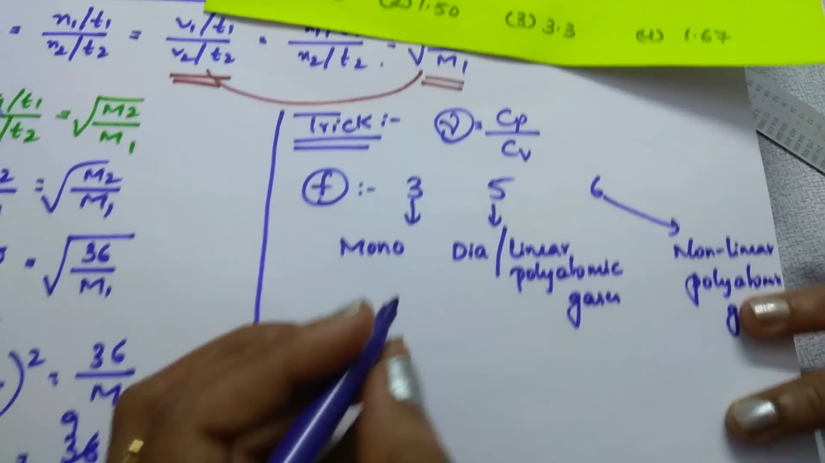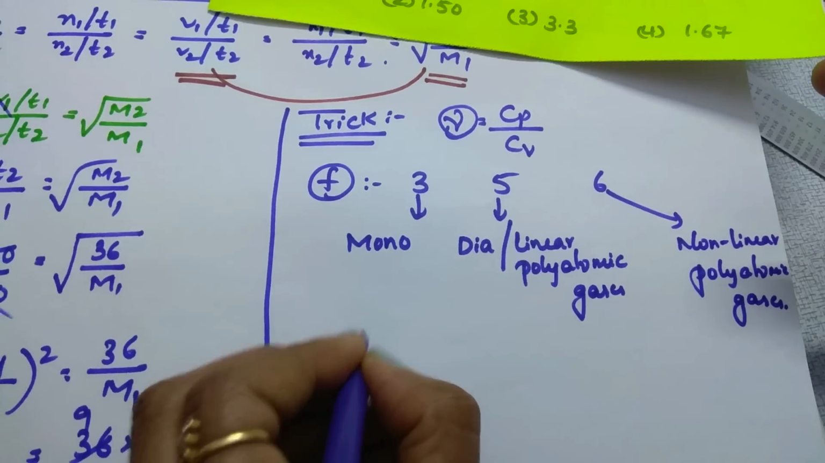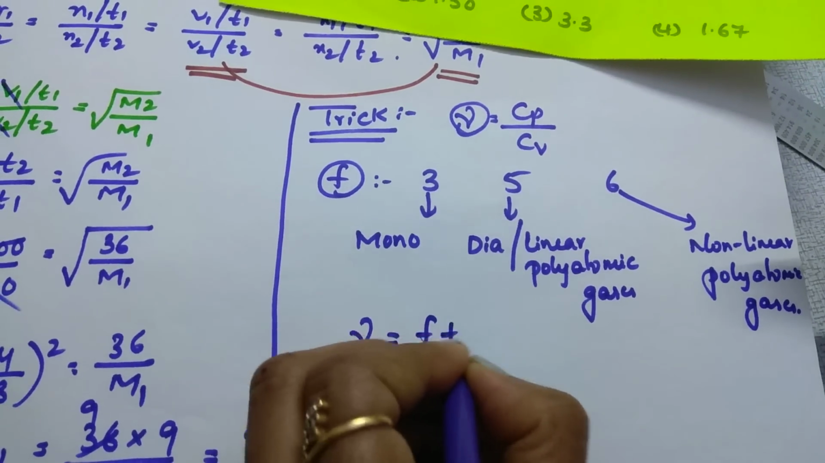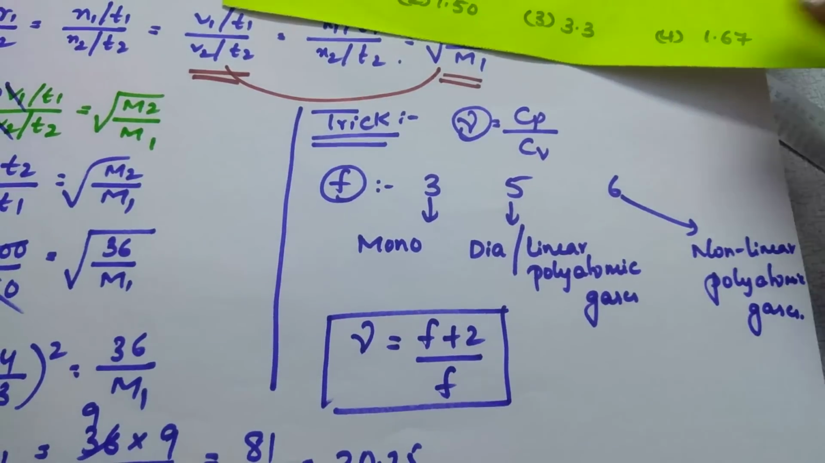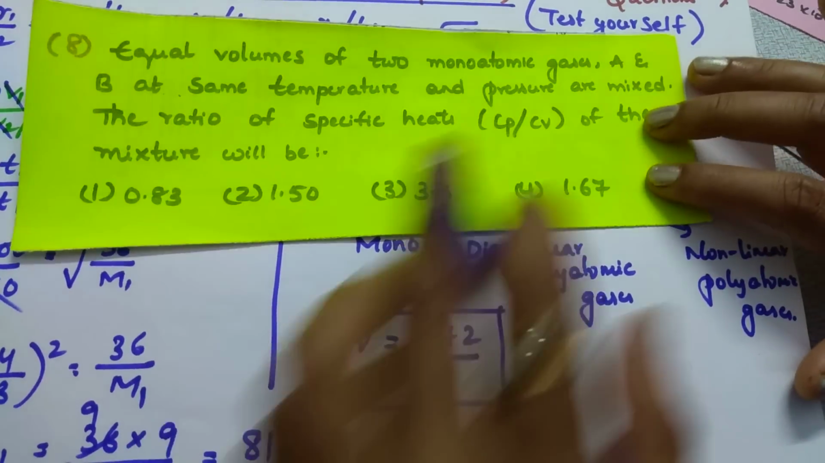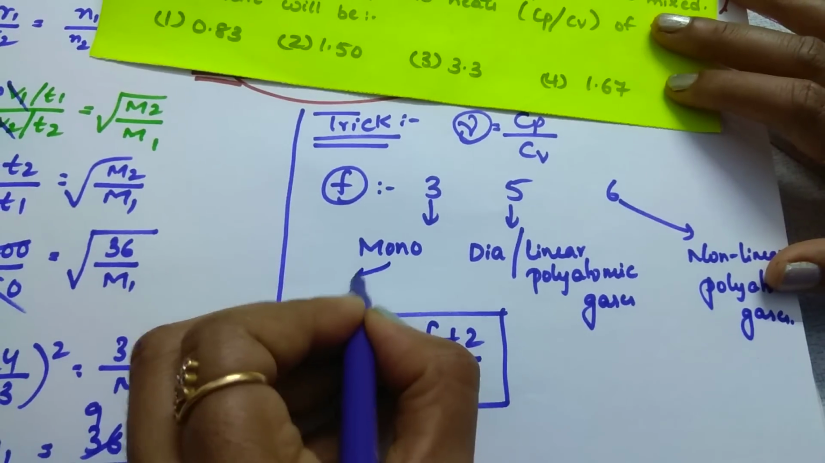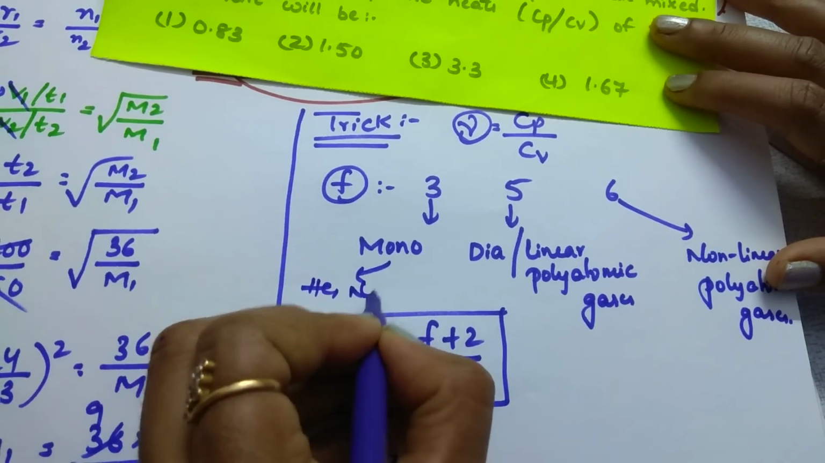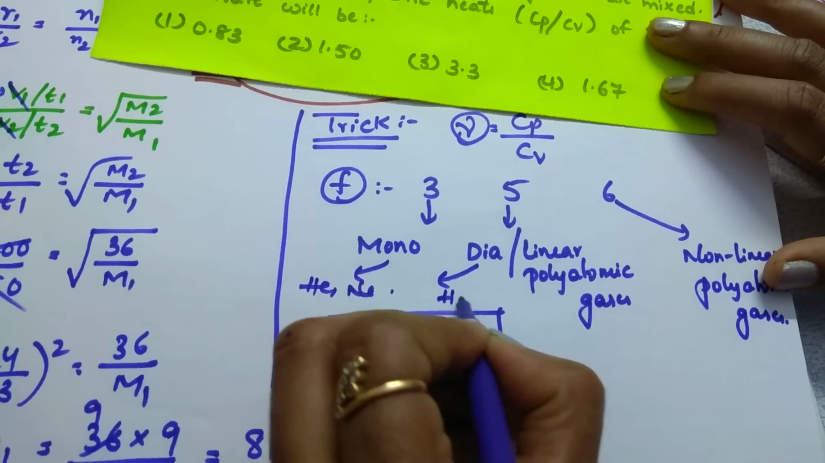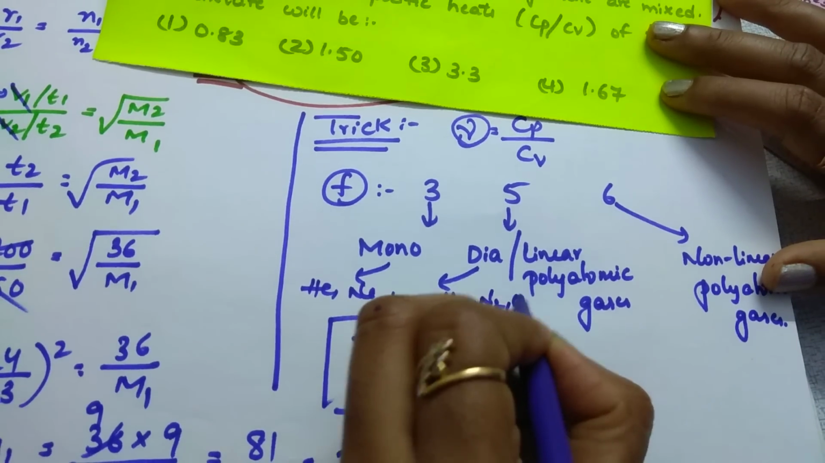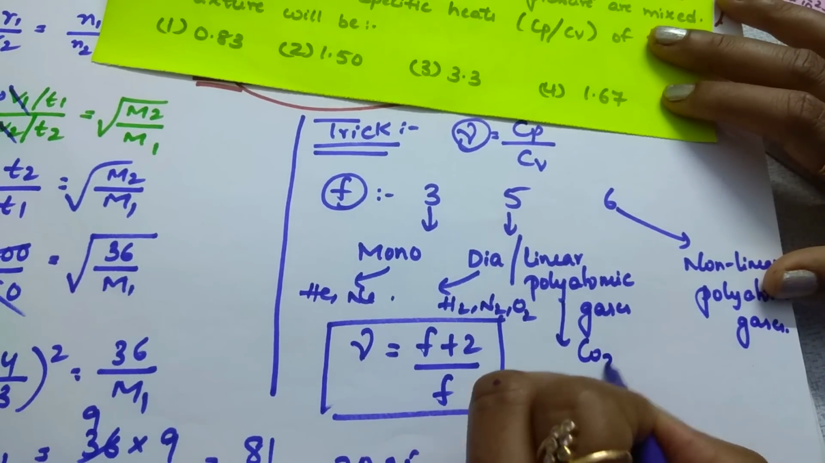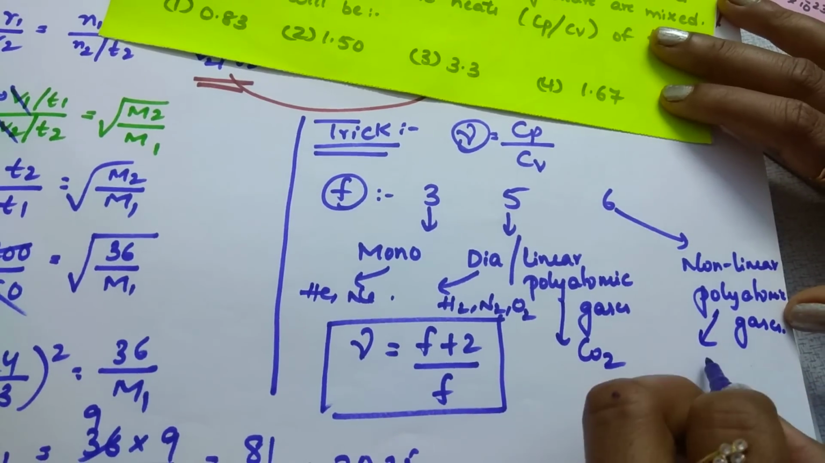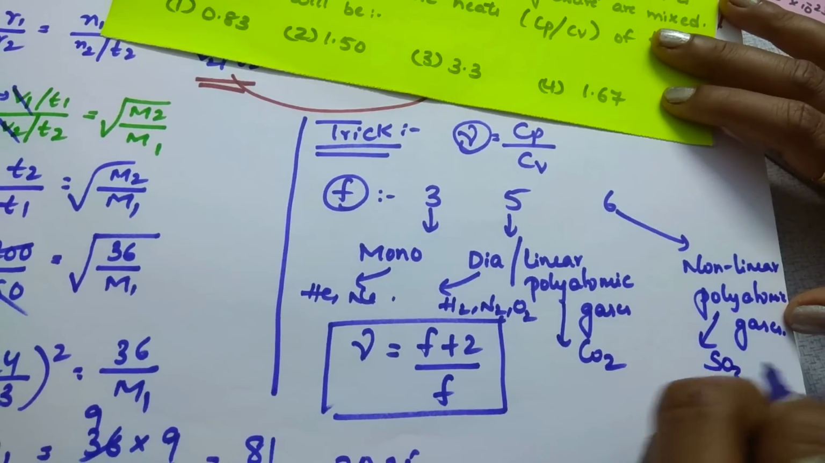Here the trick is, what you have to do is calculate gamma as (F plus 2) by F. That's it. Monoatomic in the sense helium, neon and all. Diatomic like H2, N2, O2. Linear polyatomic gases like CO2, and non-linear polyatomic gases like SO3 and all.